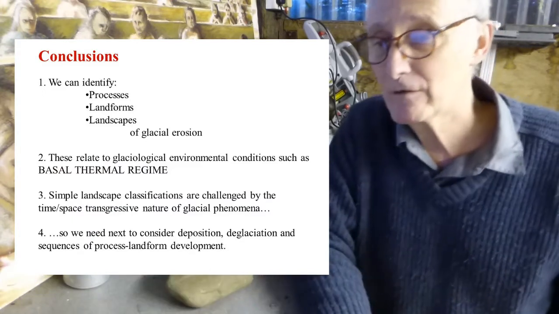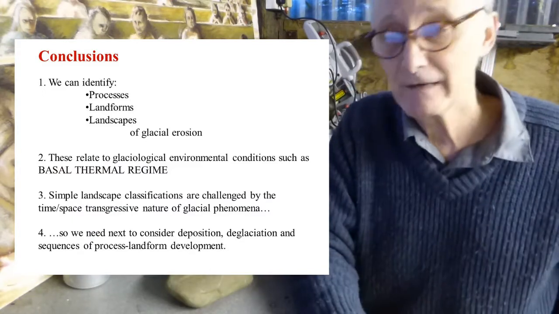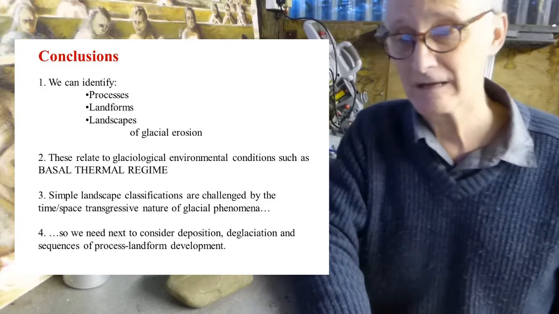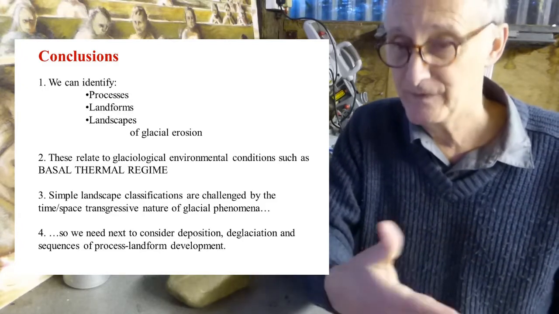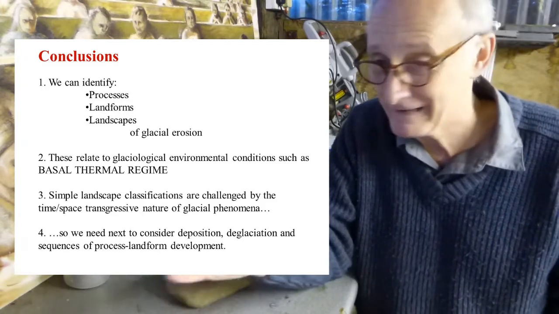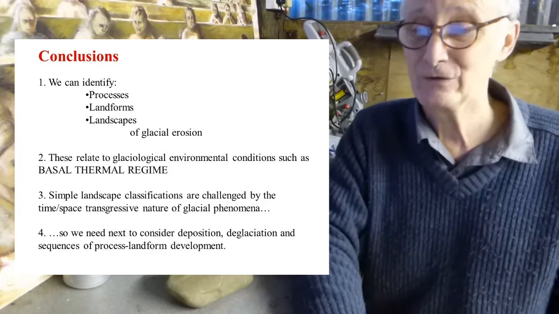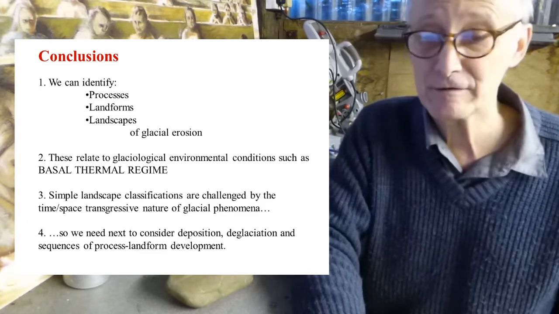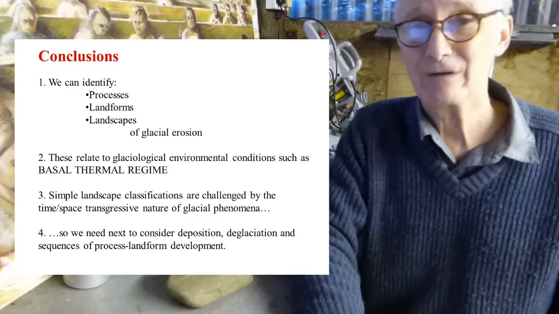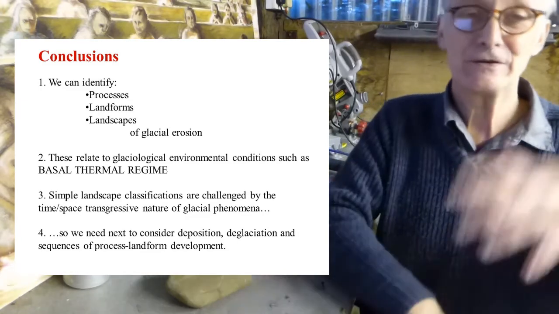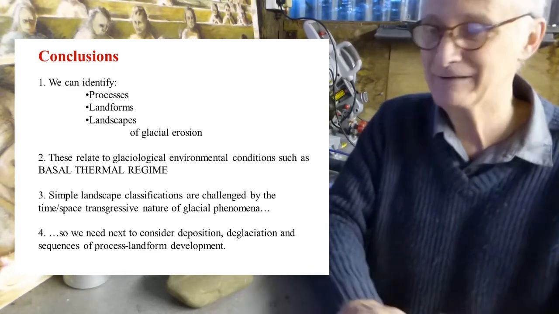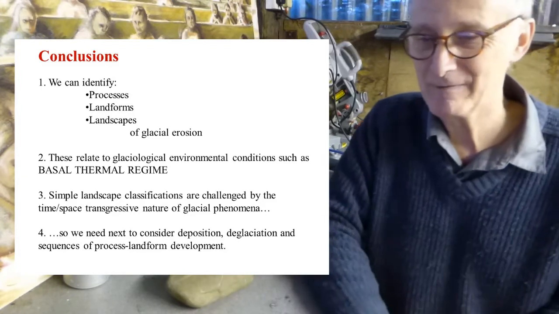So, by way of conclusion on this session, we can identify processes, landforms and landscapes of glacial erosion. These processes, landforms and landscapes all relate to environmental conditions such as the basal thermal regime. It's complicated because glaciers come and go, they shrink and they retreat and they advance. Everything's changing over time, so it becomes complicated.